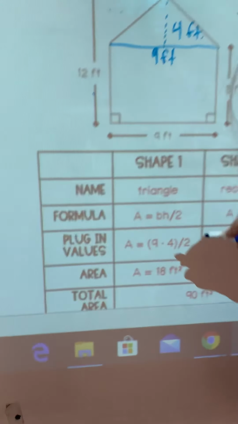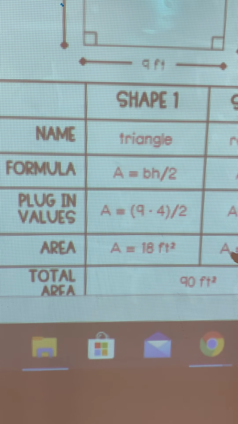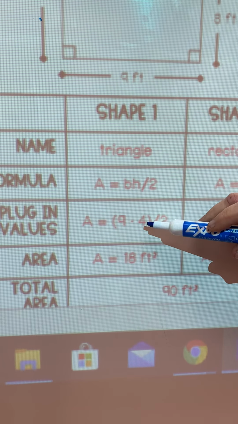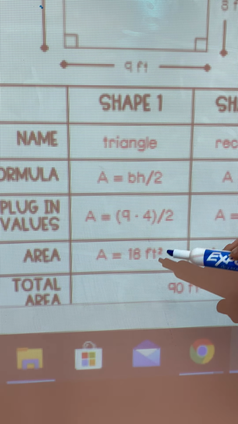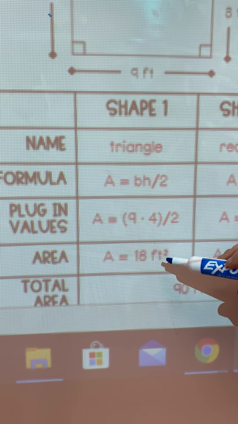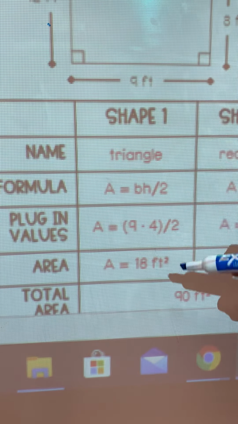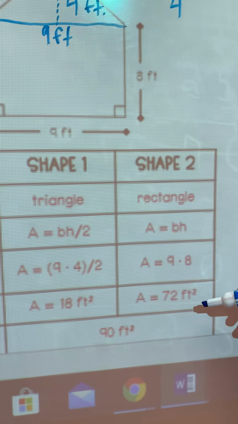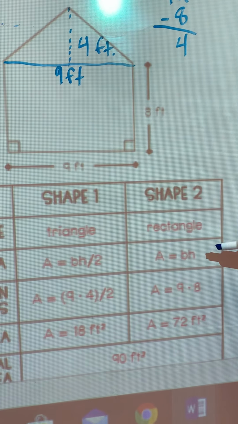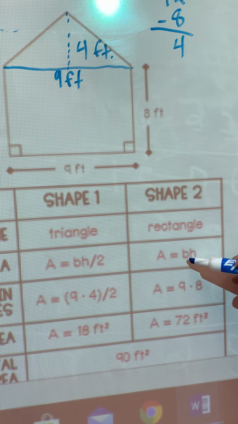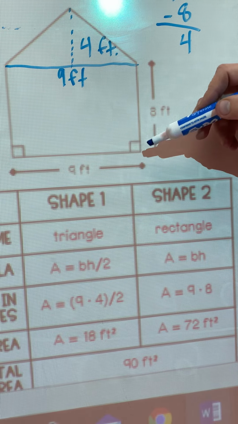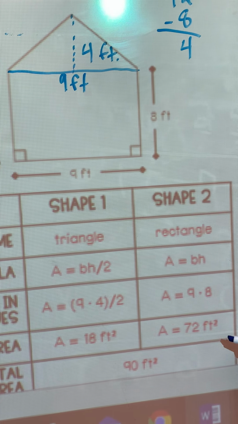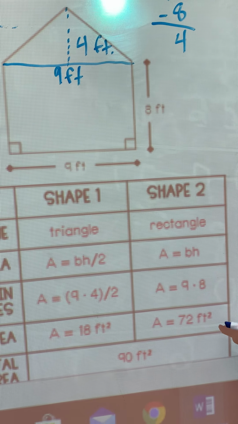And you see that number in the notes. Now that will make sense. The base is 9, the height is 4. You multiply that together, which is 36. You divide that by 2, and you end up with 18 feet squared just for the triangle. Over here, now you're into the rectangle. And we've already determined that the formula was area is equal to base times height. The base is 9, the height is 8. We multiply that together and get 72 feet squared.